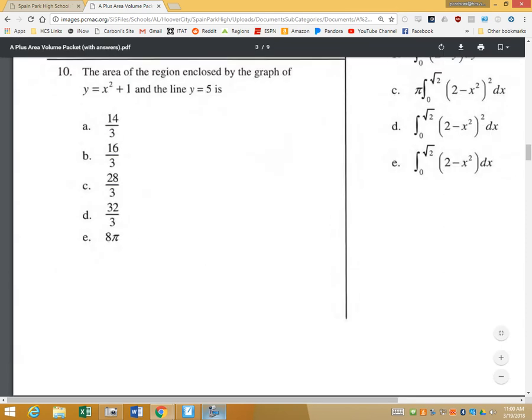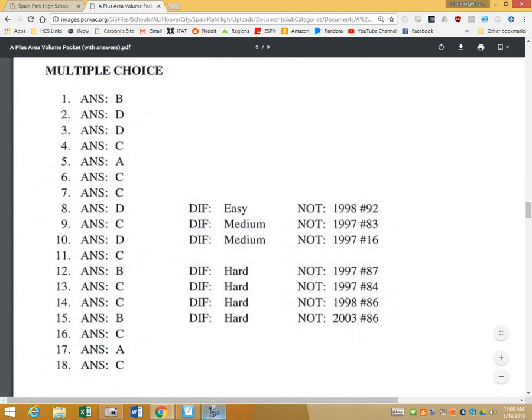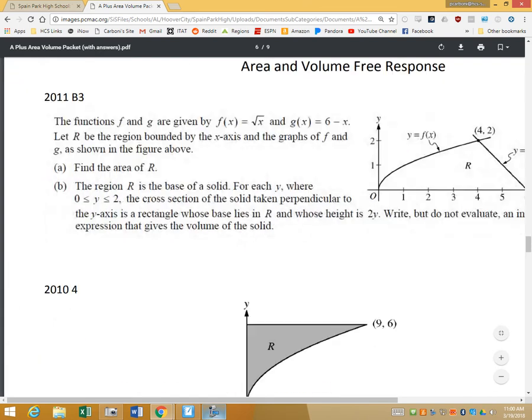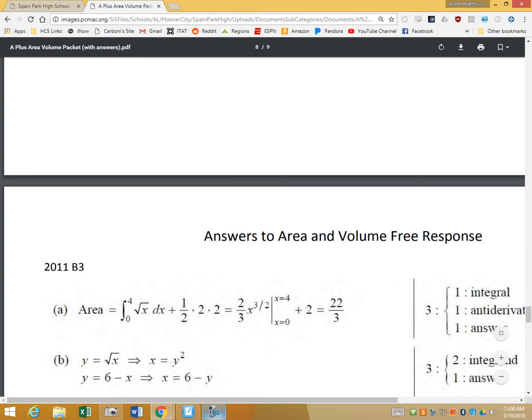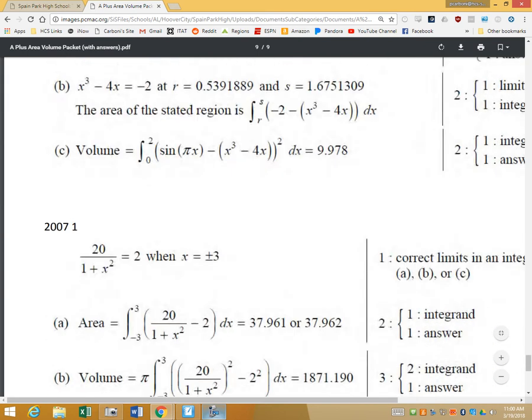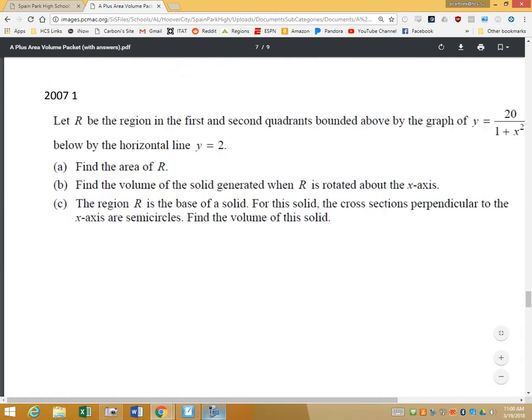And the answers to these are here. And so if you want to look at some of the other ones that I didn't assign, there are some good free response questions here as well, and answers to the free response questions. So this would be a good source of things to look at.